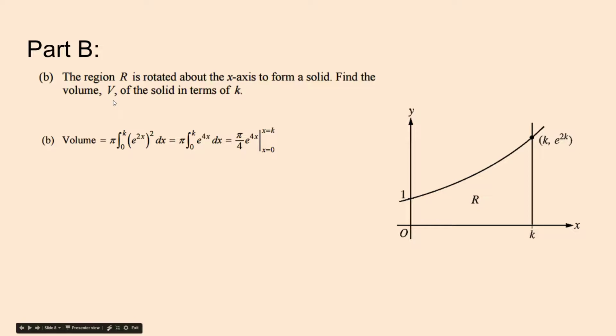Part B: the region R is rotated about the x-axis to form a solid. Find the volume V of the solid in terms of k. The formula for volume of solids of revolution is pi times the integral from a to b of the distance to the axis, or the line that you're revolving it around, squared dx. When we plug everything in, we get the volume is equal to pi over 4 times e to the 4x from x equals 0 to x equals k, which we can simplify to be pi over 4 times e to the 4k minus pi over 4. Easy peasy.